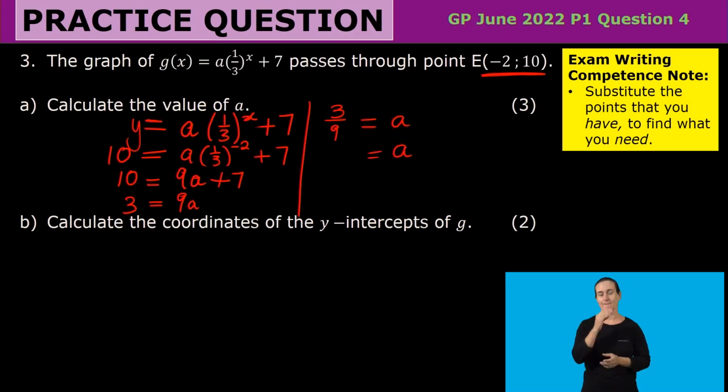And of course, the value of A there is going to be 1/3. And that is going to be the calculated value of A. Let's go over to the next question. It says there, calculate the coordinates of the y-intercept of G.